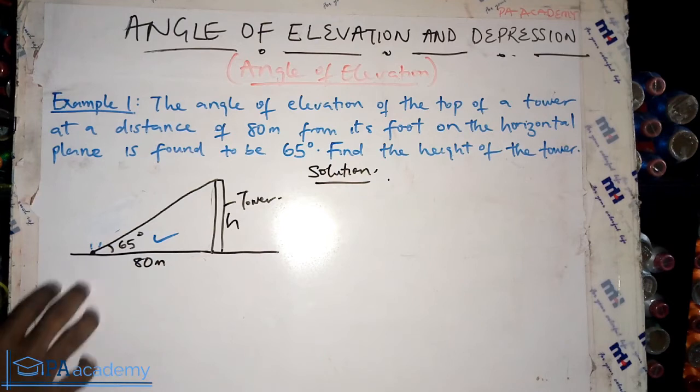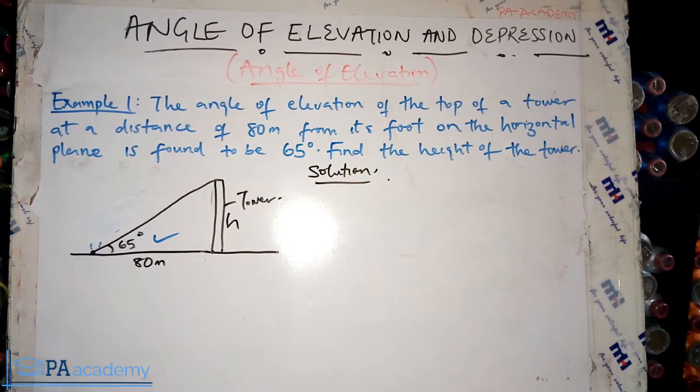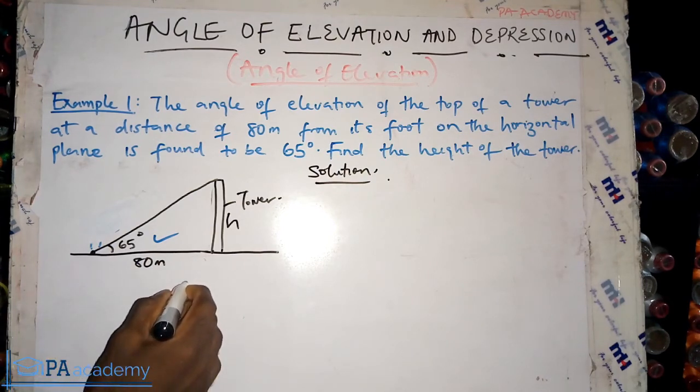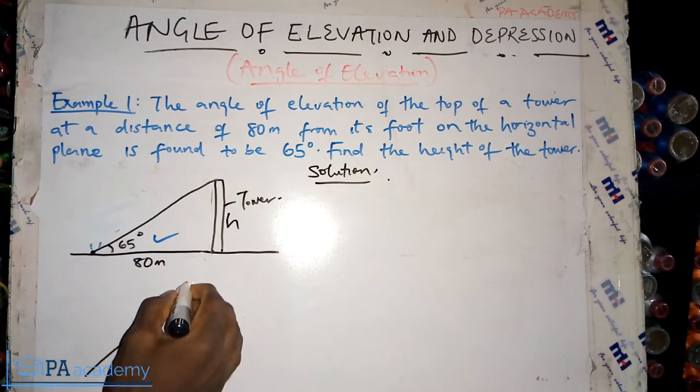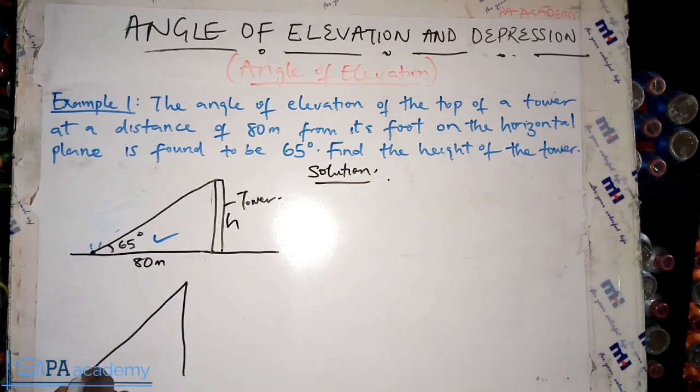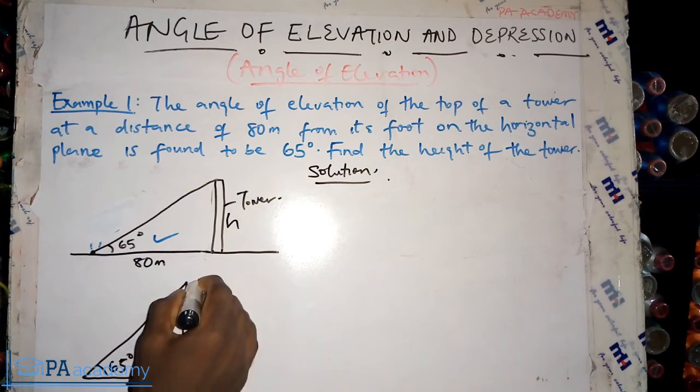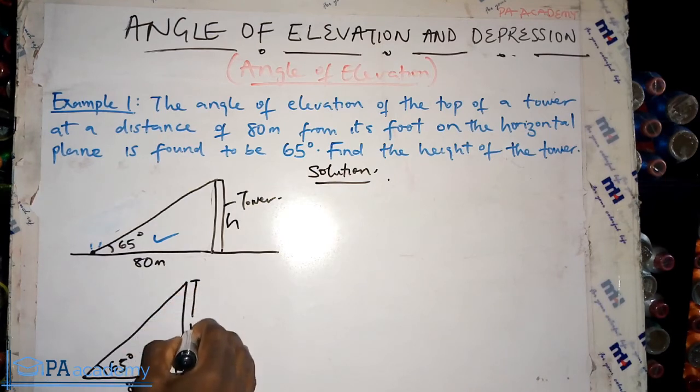So now this, what we've just drawn here, we can also just draw as a normal triangle. So you can have it as a right angle triangle, where this is the height of the tower and this is the distance, which is 80 meters, and here is the 65 degrees, and this is what we are looking for, the height from here to here, the height of the tower.